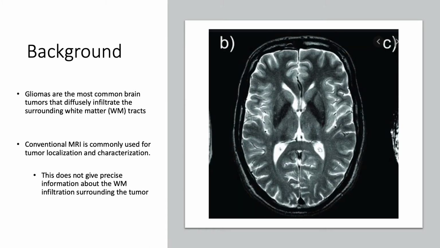A bit more background behind this specific study. Gliomas are the most common brain tumor that diffusely infiltrate surrounding white matter tracts of the brain. Conventional MRI is commonly used for tumor localization and characterization. However, this does not give precise information about the white matter infiltration surrounding the tumor. Since the MRI routinely demonstrates the lesion without any precise information about the involvement and integrity of these white matter tracts surrounding the tumors.